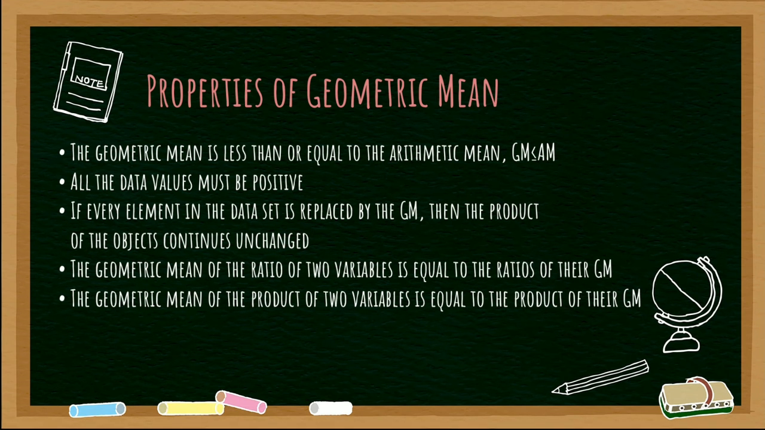Properties of geometric mean. First, the GM is less than or equal to the arithmetic mean. Second, all the data values must be positive. Third, if every element in the data set is replaced by the GM, then the product of the objects continues unchanged. Fourth, the geometric mean of the ratio of two variables is equal to the ratio of their GMs. Lastly, the geometric mean of the product of two variables is equal to the product of their GMs.